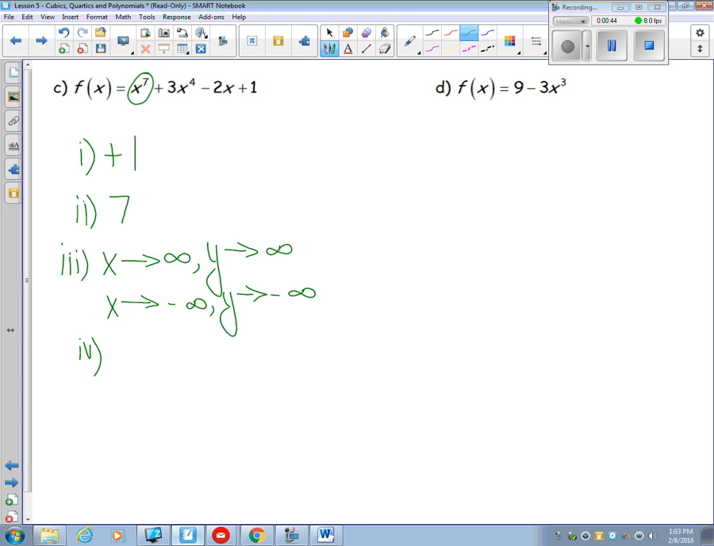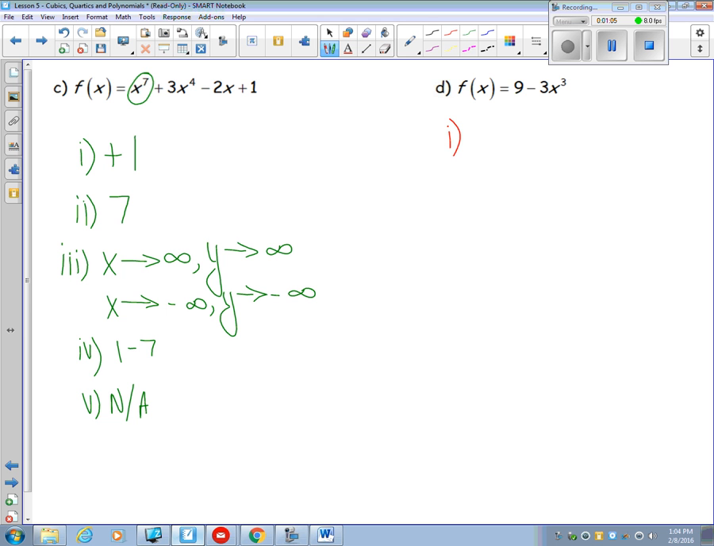Okay. Part 4. How many zeros could I have? Well, it's an odd number, so I have to have at least 1 and up to my exponent, so up to 7. Okay, and does this have a min or max? Well, we said it's odd, right? Which means it goes up and down forever and ever, so not applicable. Okay, try D if you haven't yet. Pause it if you need to.